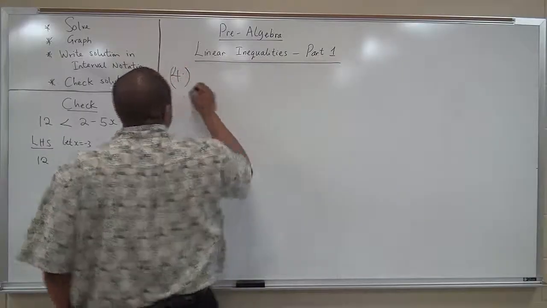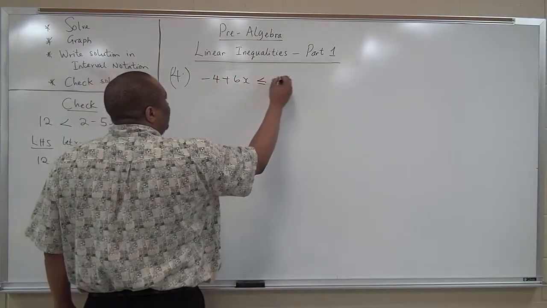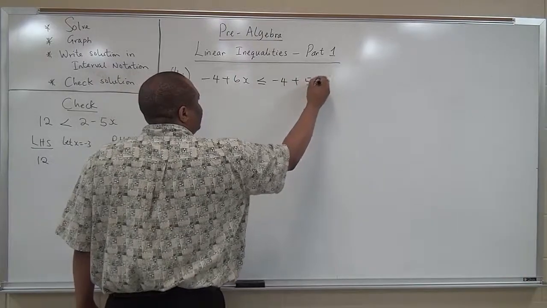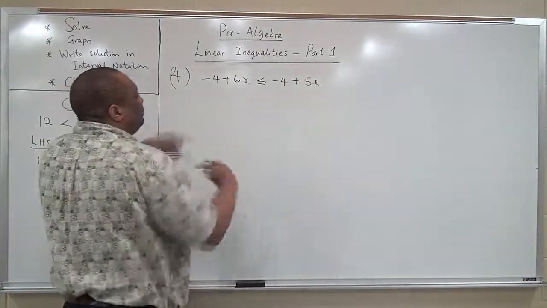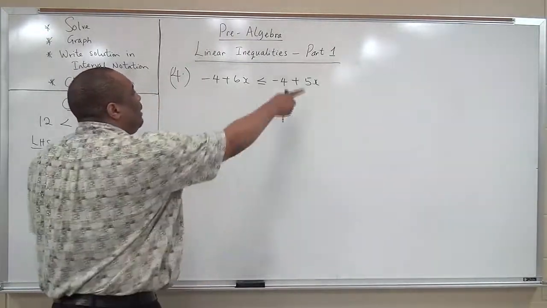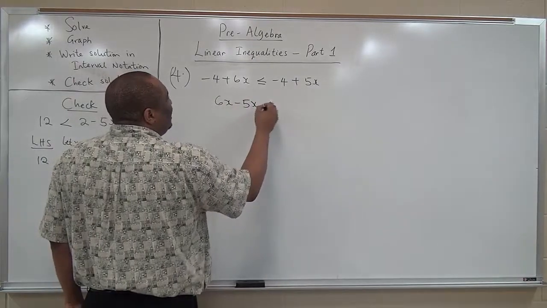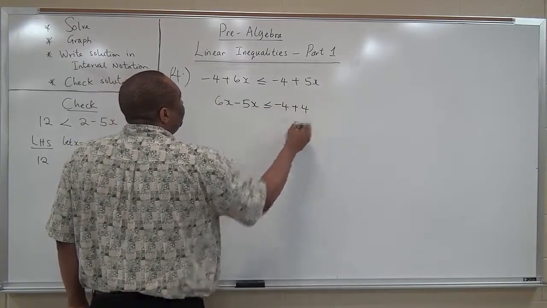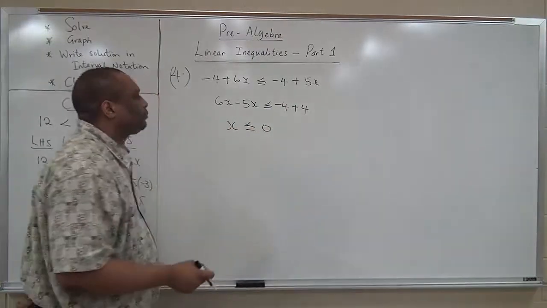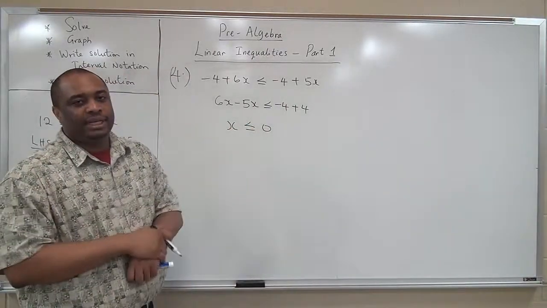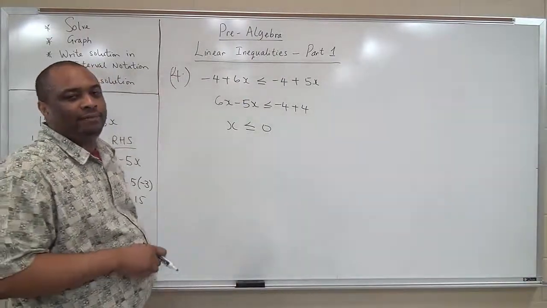Question 4. Negative 4 plus 6x less than or equal to negative 4 plus 5x. Okay? So I use the method I prefer best. I bring this over here, take this over there. 6x minus 5x less than or equal to negative 4 plus 4. So x will be less than or equal to 0. Anything less than or equal to 0, so from 0 down, 0 to the left.